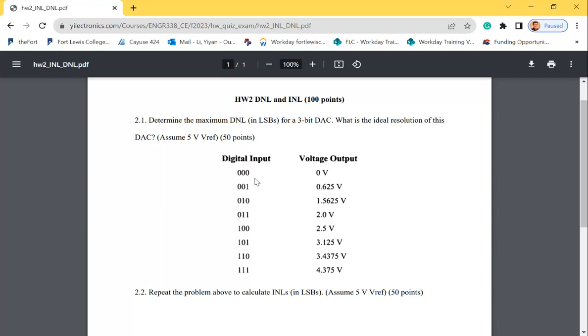The first step to do this homework is to add another column, call it step size, and find the step size for each number. Just list all of them. And that's it for DNL. You have the ideal step size and it's just a subtraction, minus 1 LSB. So you can find every single DNL.